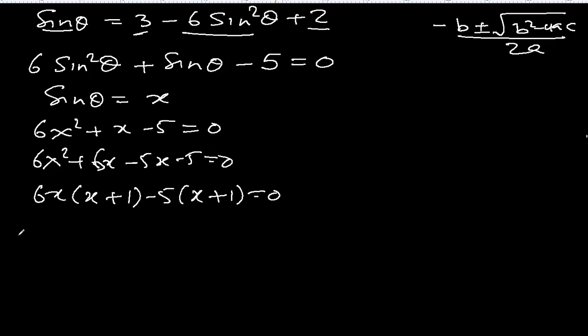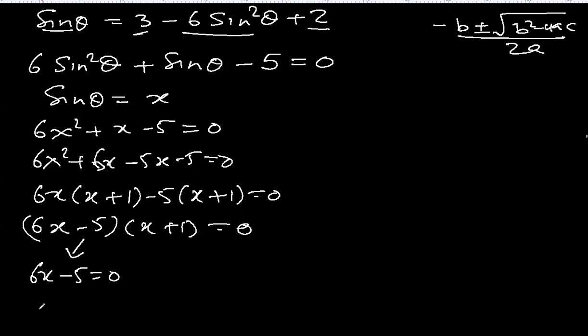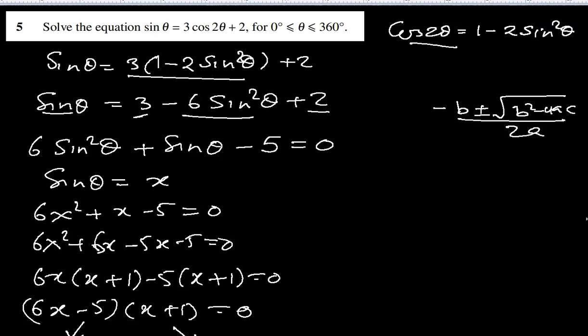Okay, so it becomes (6x minus 5)(x plus 1). So we get two solutions. 6x minus 5 equal to 0 gives us x equal to 5 over 6, positive. And x plus 1 equal to 0 gives us x equal to minus 1. Our domain, they are saying our solutions should be from 0 to 360 degrees.